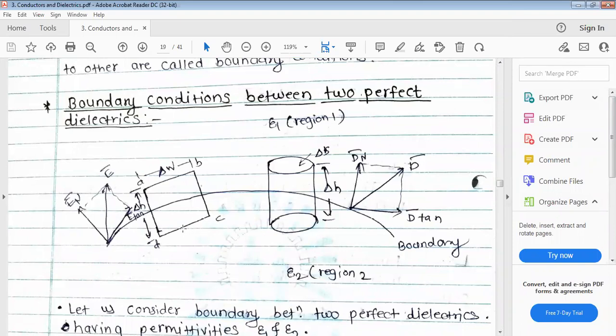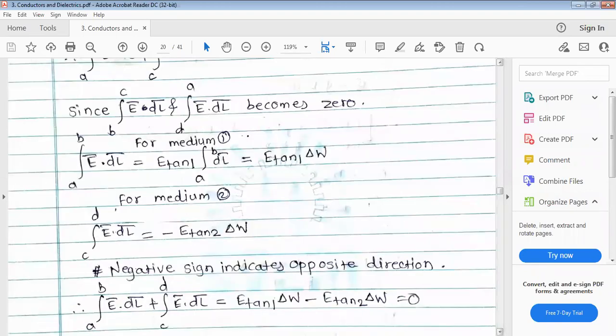Path is C to D, and it is in region 2. Again, the differential length is delta W here. The differential length is delta W. Just see here now. For path C to D, this path C to D is in medium 2.